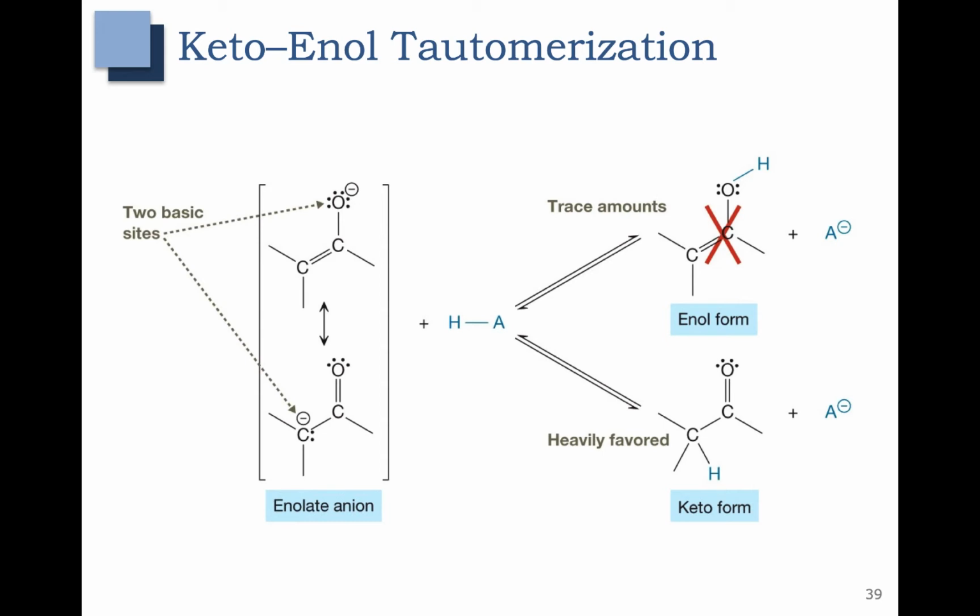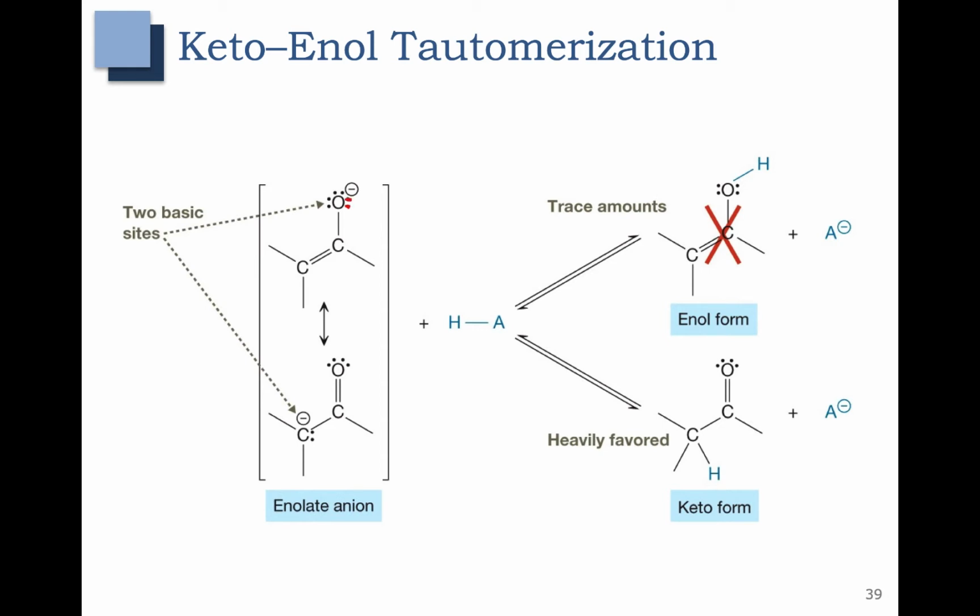tautomerization. The keto and the enol forms are related to the two resonance structures you see here, where the negative charge can be either on the oxygen or on the carbon. These are the two resonance structures of the enolate anion, and the one with the negative charge on the oxygen is more similar to the enol form, and the one with the negative charge on the carbon is more similar to the keto form.